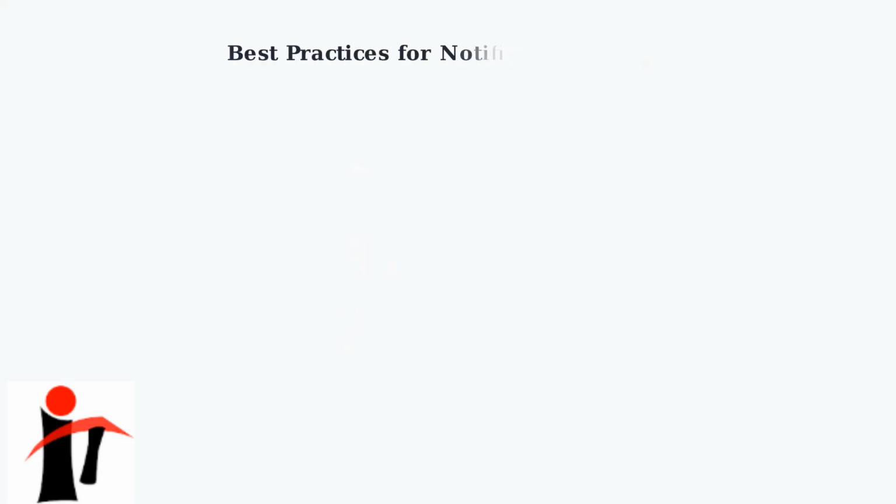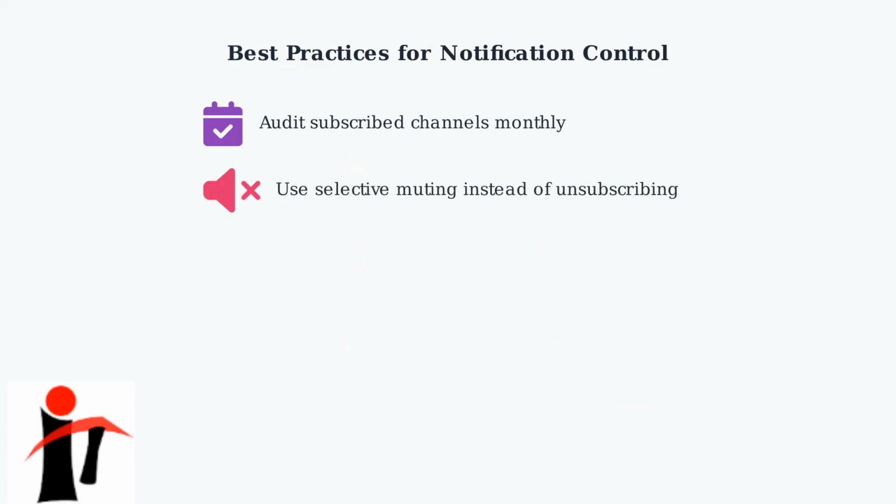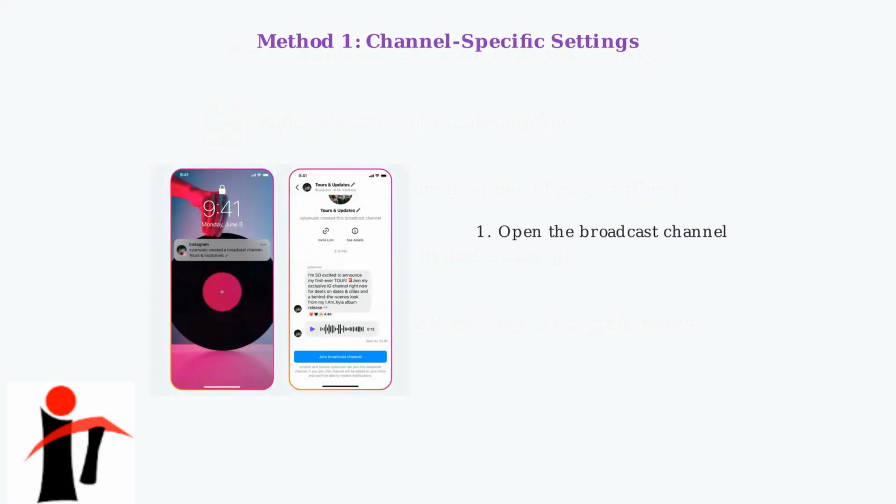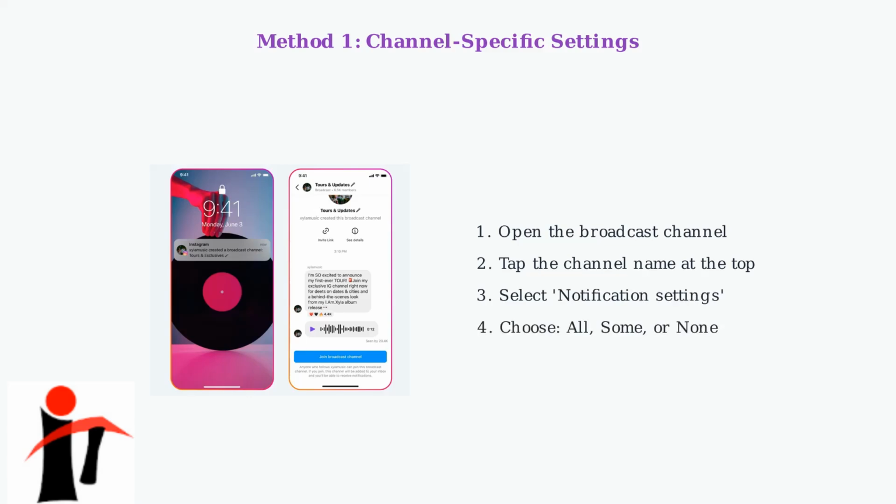Effective notification management requires following key best practices. These strategies help you maintain control while staying connected to content that matters. The first method for managing notifications is through channel-specific settings. This allows you to customize notifications for individual broadcast channels based on your interest level.